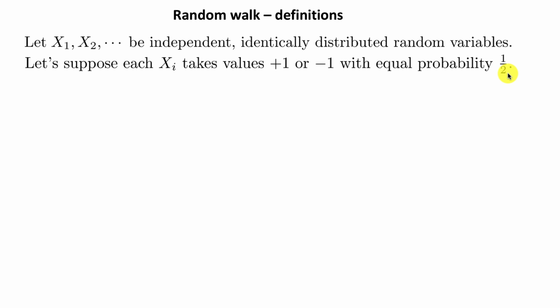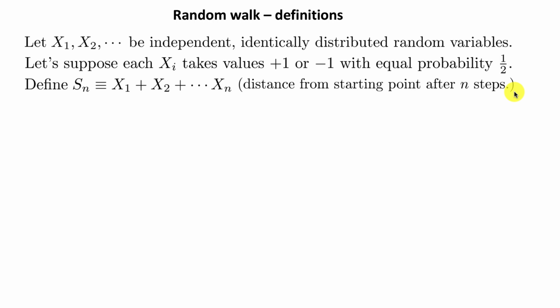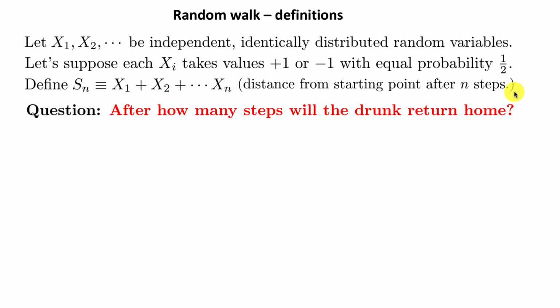Let's now define the sum of all these x's. So Sn is the sum of all these random variables up to xn. That, of course, is the distance from the starting point after n steps. Now we can raise a lot of interesting and important questions. The first question being, after how many steps will the drunk return home? There are several things to be said for this.